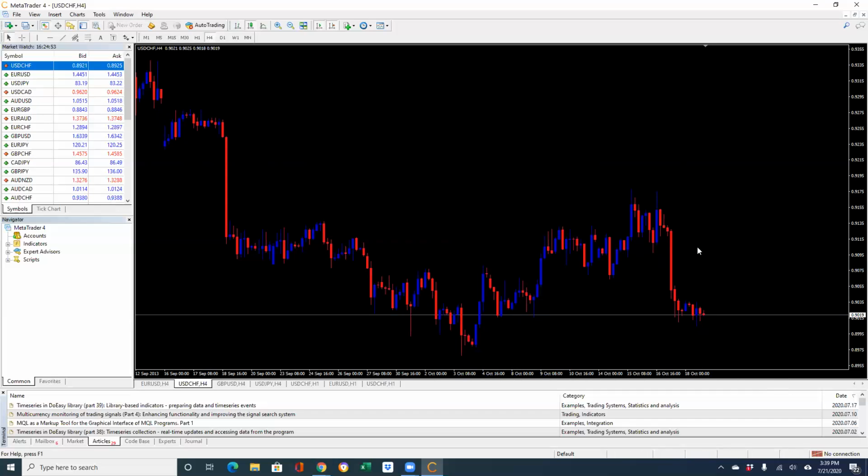So here you can see that CHF is going down. If it goes up, that means that USD money is more powerful than CHF money. So that's all it is. And that's pretty much it. You have all these pairs.